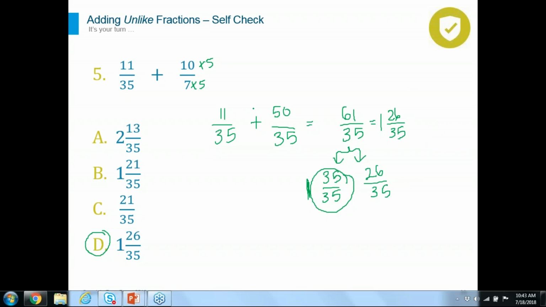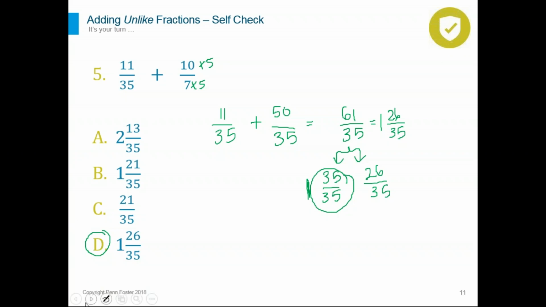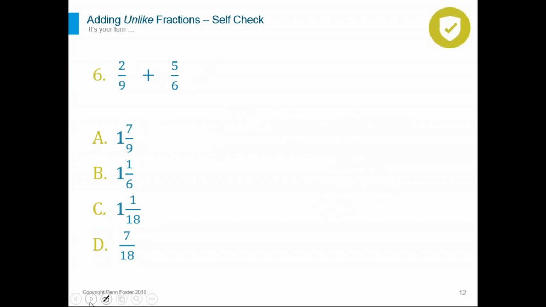Any questions on this problem? Anything that was not clear? Okay, let's move on to the next self-check problem on the same topic.